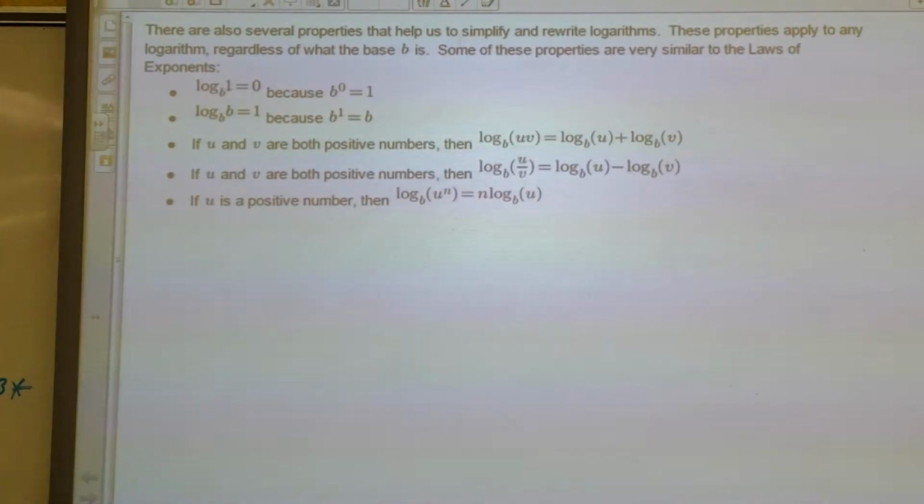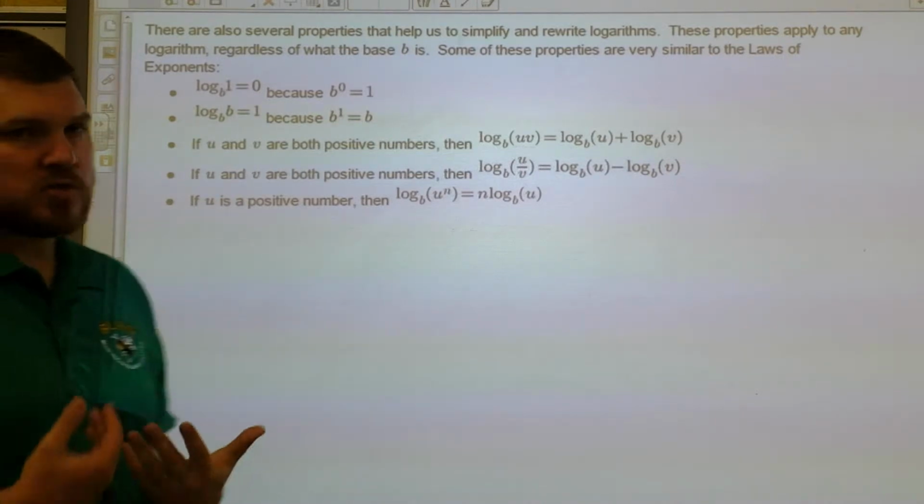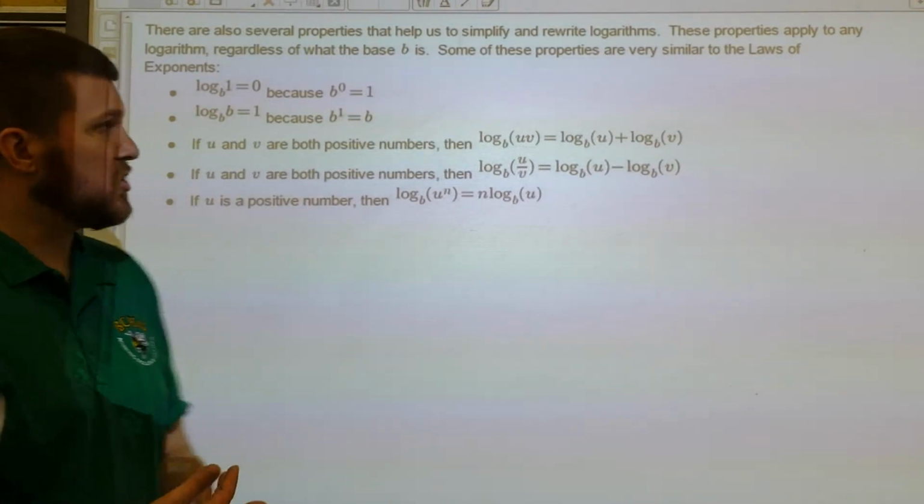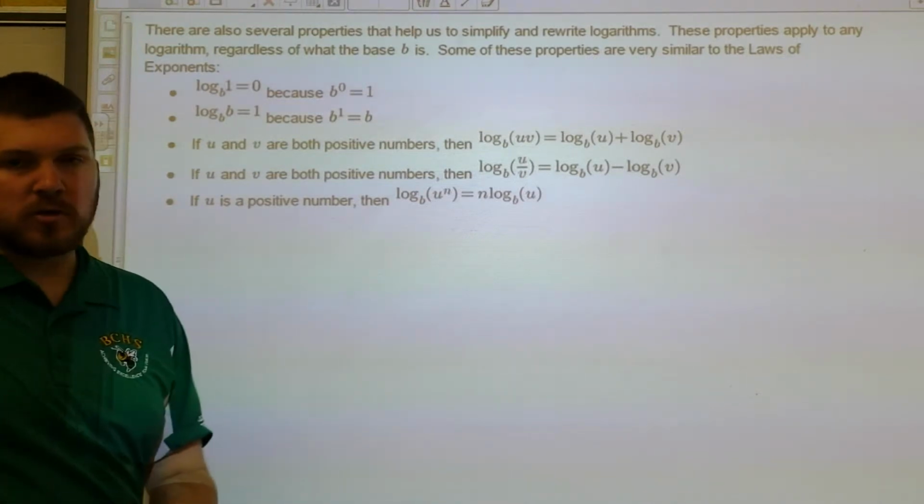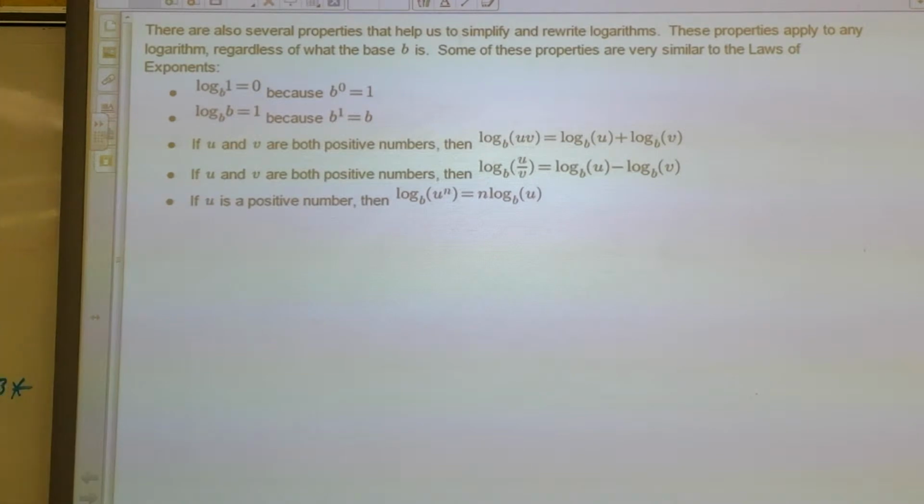Okay, there are also several properties that help us simplify and rewrite logarithms. These properties are going to help us later on when we solve equations, so be sure you know them. Some of these properties are very similar to the laws of exponents that you learned in previous classes, so if you see something similar, that should not be a surprise.